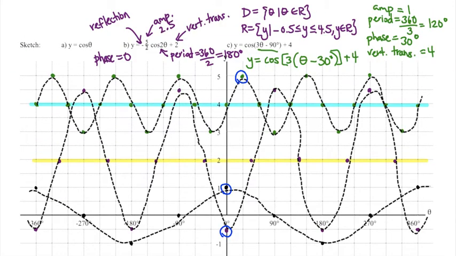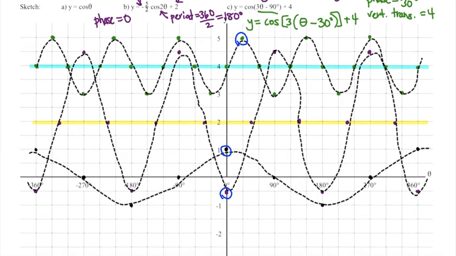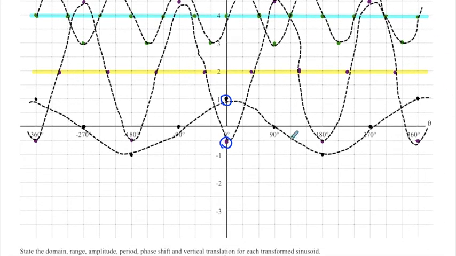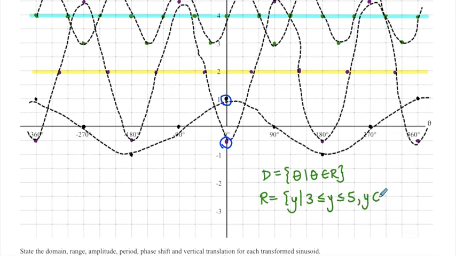All right. So lastly, let's just figure out our domain and range for the last one. So the domain is going to be theta, such that theta is an element of the real numbers. And our range is our highest and lowest point. So y, such that our lowest point was 3, 3 is less than or equal to y, which is less than or equal to 5, which is our highest point, and y is an element of the real numbers.